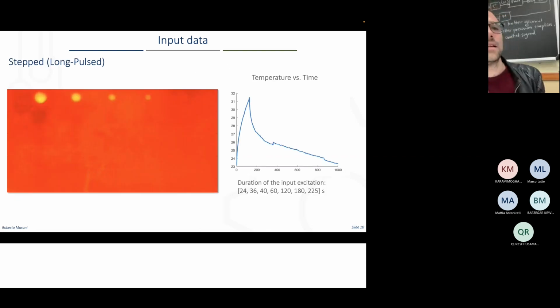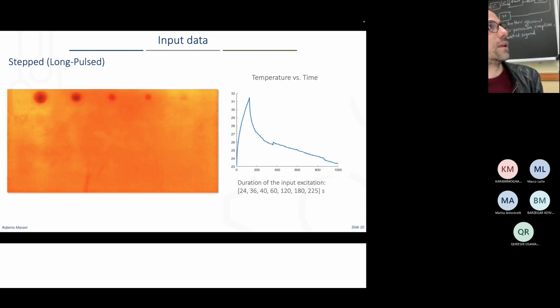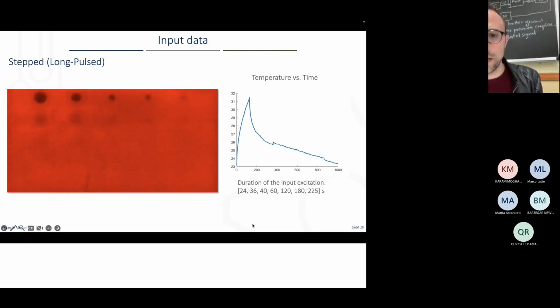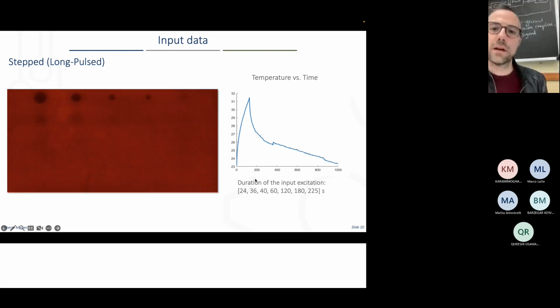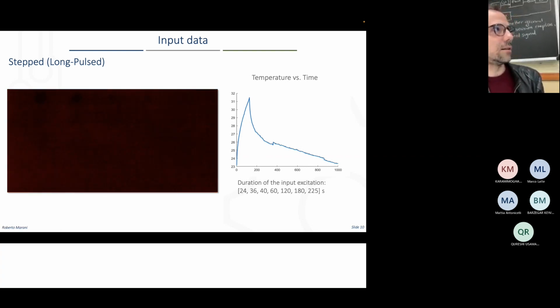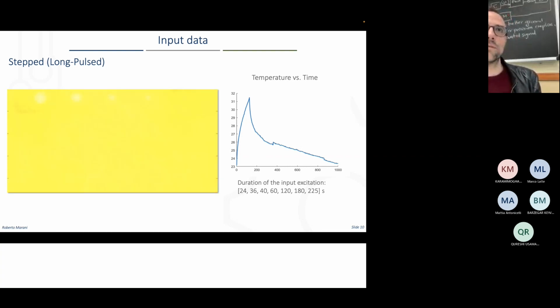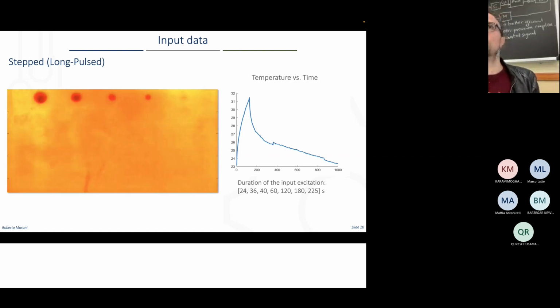Step heating thermography, again, something that you have already seen. We can also change the duration of the input excitation, starting from, for example, 24 seconds till 225 seconds. This means that with shorter excitations, we are able to reach just the layers that are close to the surface, but with good resolution.